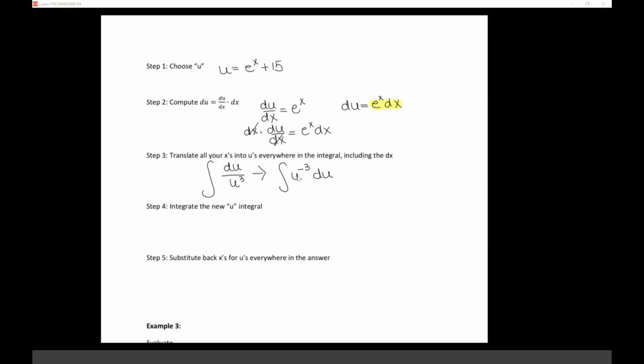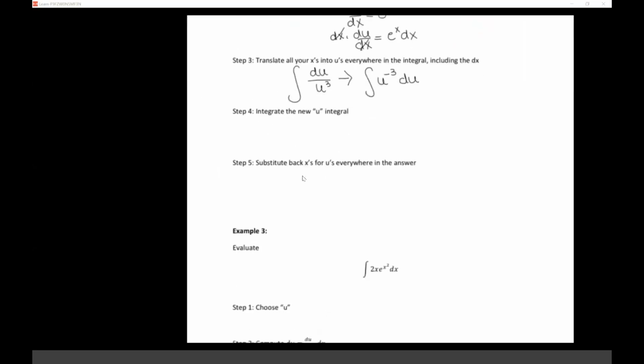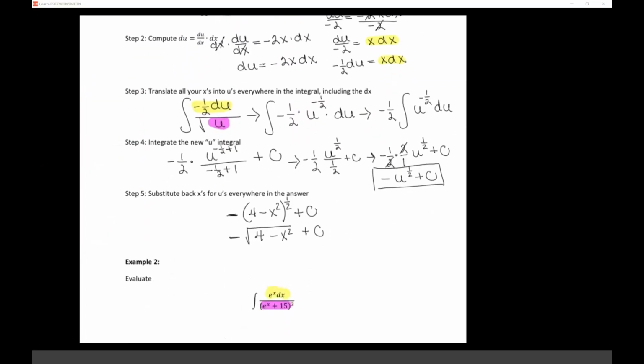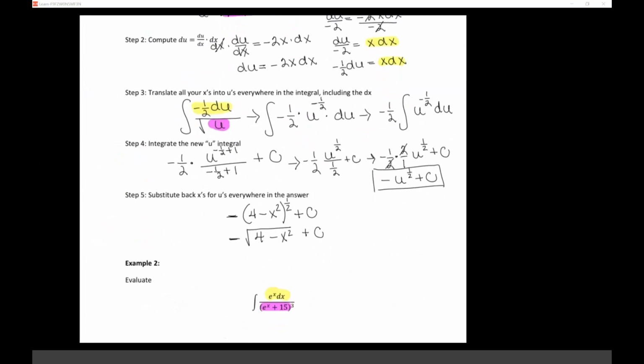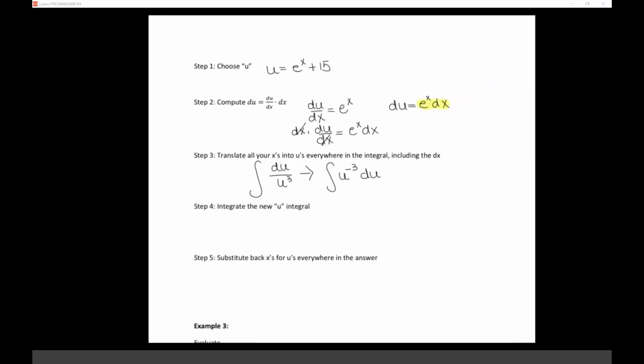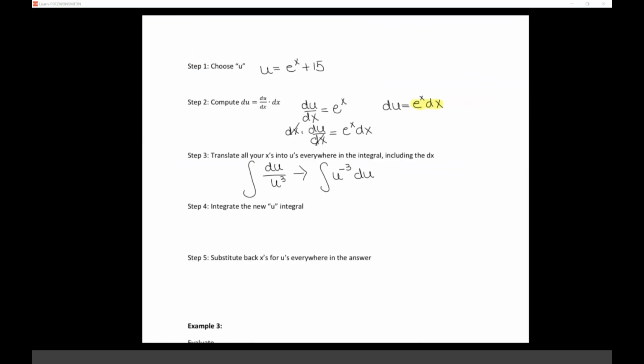All right, so this looks a lot more like a simple integral than what I started with down here, e to the x dx over e to the x plus 15 to the third. So I'm going to use the power rule to integrate it. Here's the calculus bit. I'm going to take my exponent and add 1 and put that over the new exponent plus c. So the power rule part is super simple.